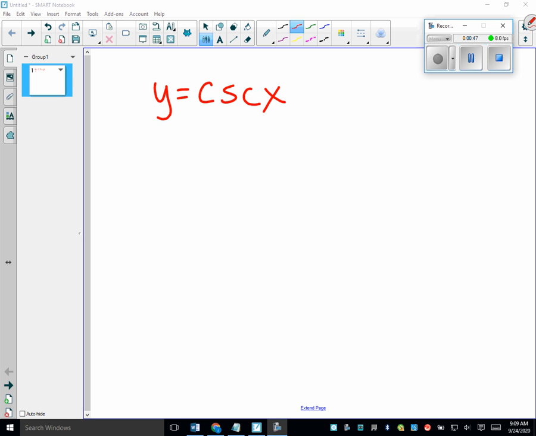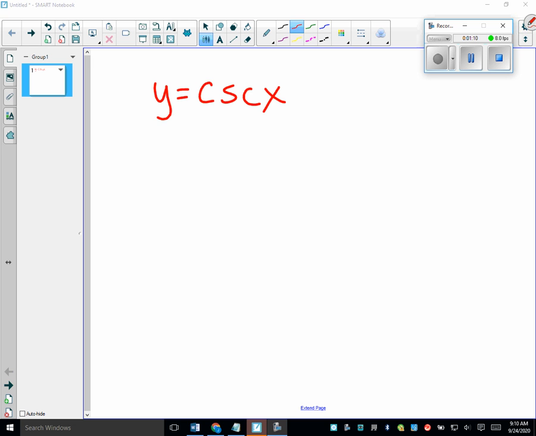Now, the period of cosecant is 2 pi. Because what's B in this problem? 1. Not the period, what's B? B is what's in front of X, right? Yeah. So we okay with that?